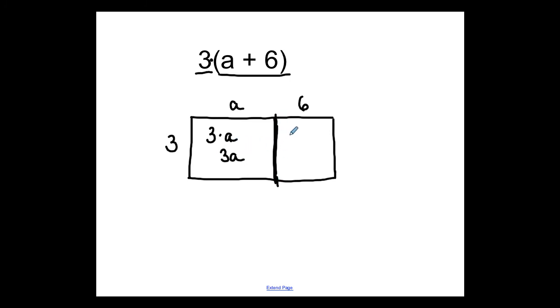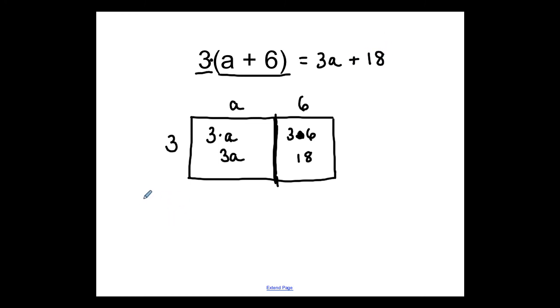And then the area of this rectangle will be, again, the vertical length times the horizontal length, which is 3 times 6 square units. Or, let me use the multiplication dot for that, 3 times 6, or 18. So this is equal to 3 times the sum of A plus 6, which is equal to the area of this rectangle, which is 3A, plus the area of this rectangle, which is 3 times 6, or 18.